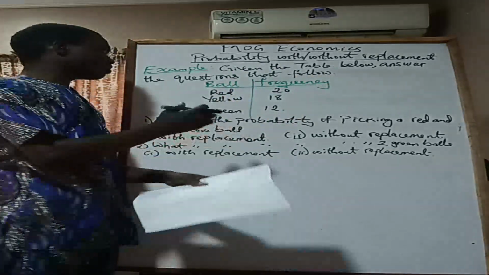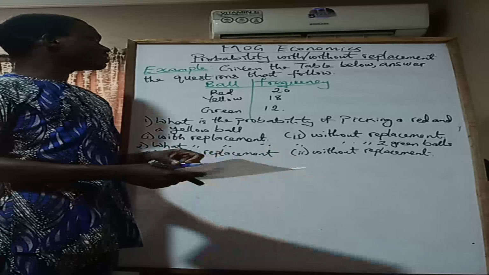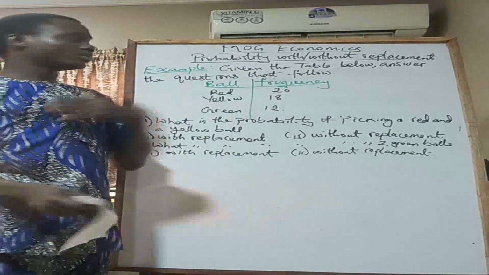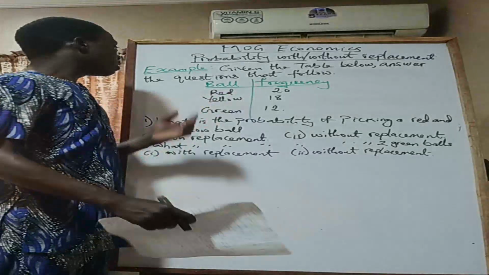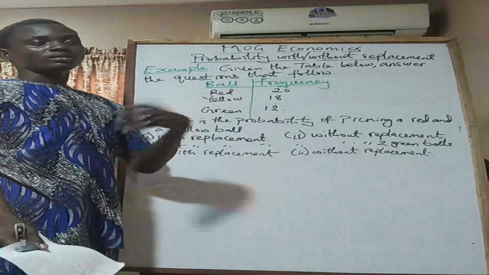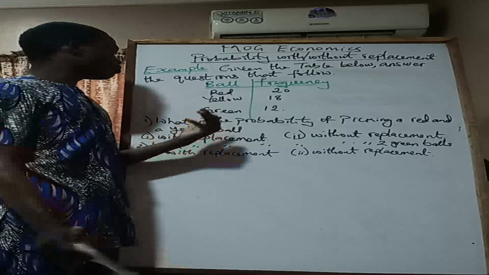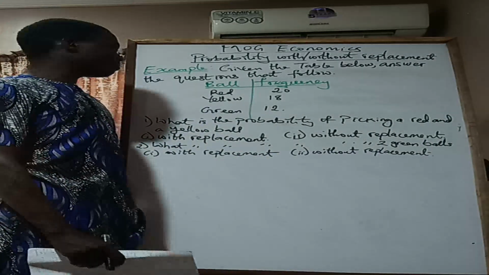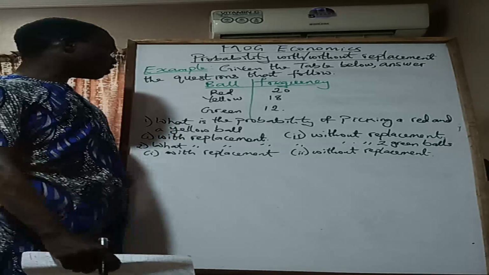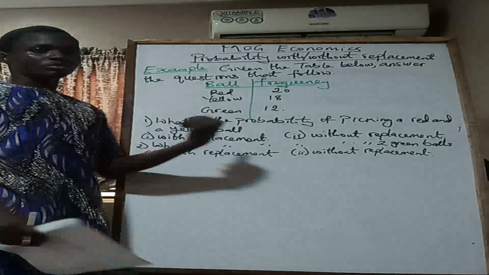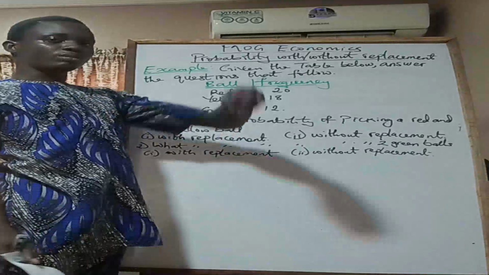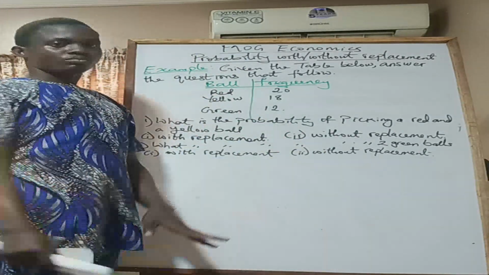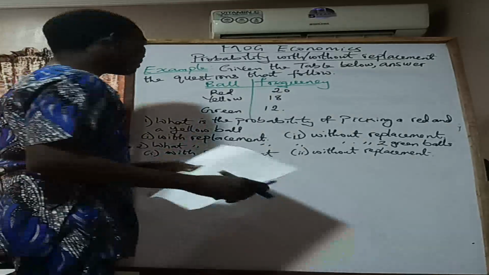Now let's look at the question. Given the table below, answer the questions that follow. You have balls of different colors. You have a red ball, frequency is 20, that is, you have 20 of them, 18 yellow balls and 12 green balls. The question says: what is the probability of picking a red and a yellow ball with replacement? So after picking one red ball, you put it back, then you pick a yellow ball. Do you understand?